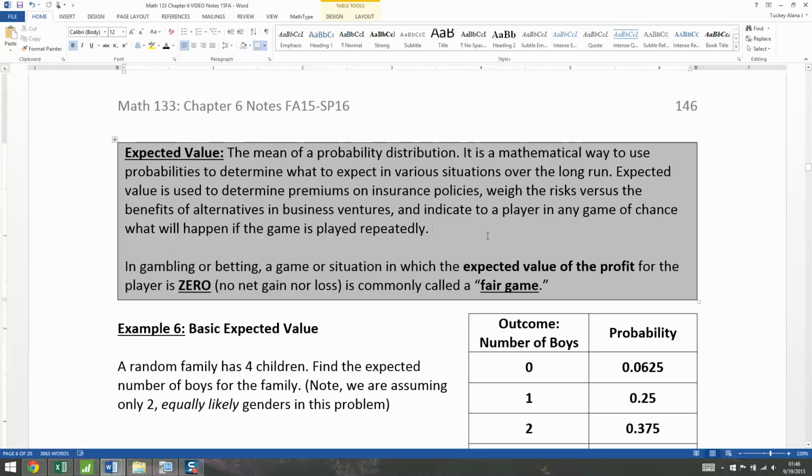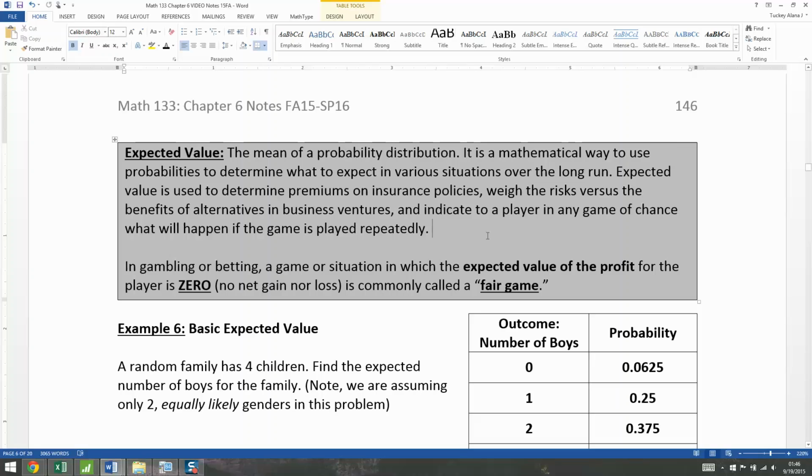So the expected value is just the mean of the probability distribution. So don't get yourself bent out of shape about the terminology. But it's a mathematical way to use probabilities to determine what to expect in various situations over the long run. It's got a tremendous amount of mathematical power because probability is talking about the future, and the expected value is letting us know what to expect in that future, which is incredible because we're able to say things about the future mathematically that we couldn't do until probability and the probability distribution were invented.